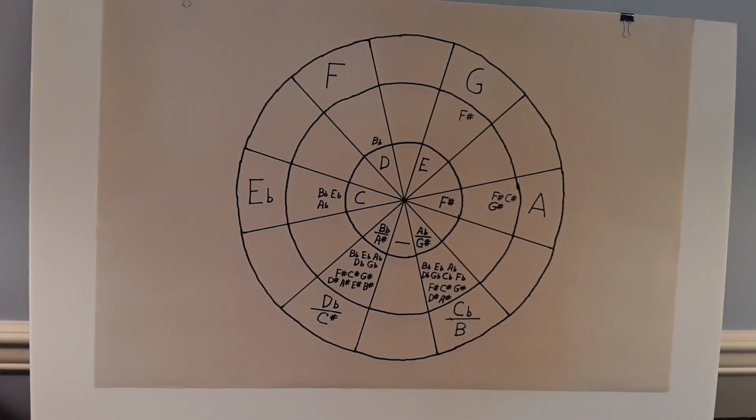Also notice that the major and minor enharmonic scales line up with each other on the same physical key. So C sharp and D flat are the same key. B and C flat are the same key, as with the minor enharmonic scales also.